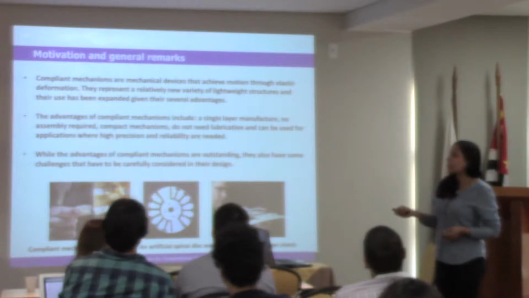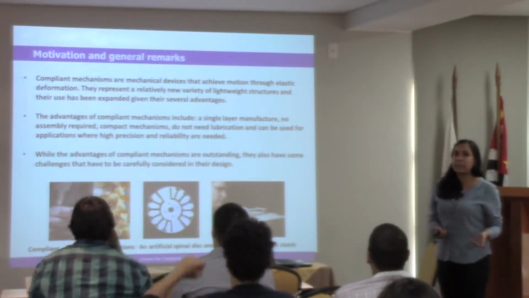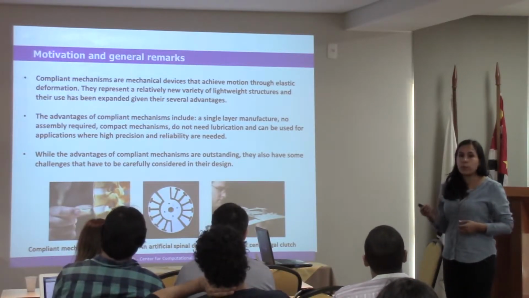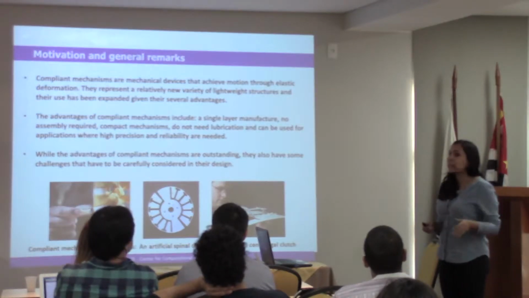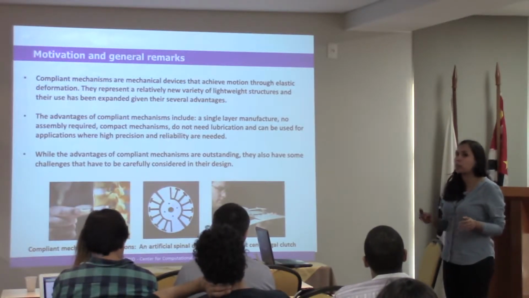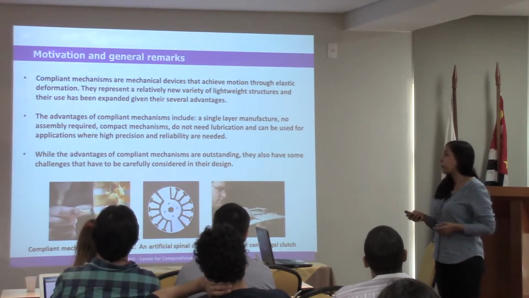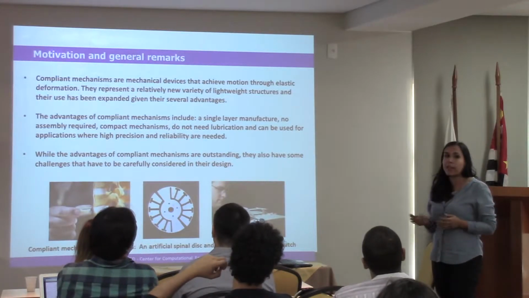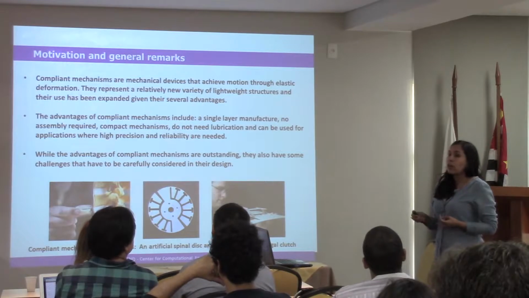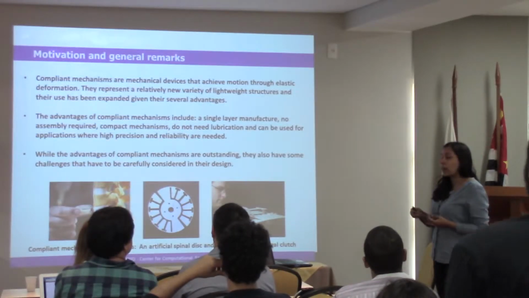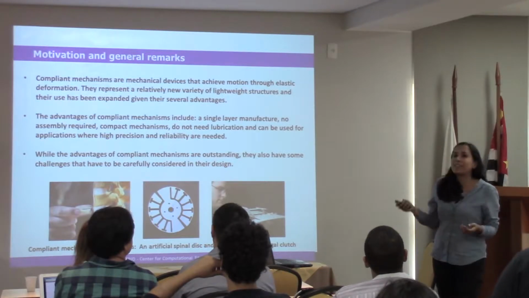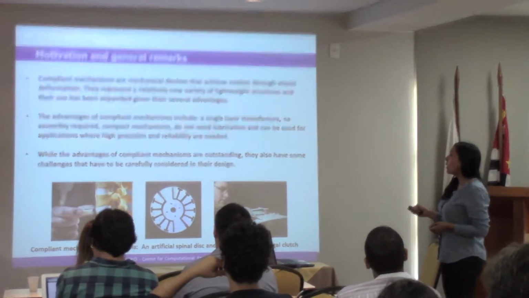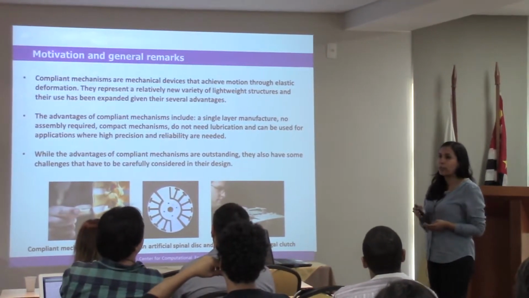So we start with the motivation and general remarks. So what is a compliant mechanism? A compliant mechanism is a mechanical device that achieves motion through deformation. We're talking about no links, no members, no assembly, not at all. We're talking about just one member that does all the work. The source that produces the motion could be of any kind. Could be a force, could be an electromagnetic force, thermal, electrical, whatever you imagine. We will be working with only mechanical forces.